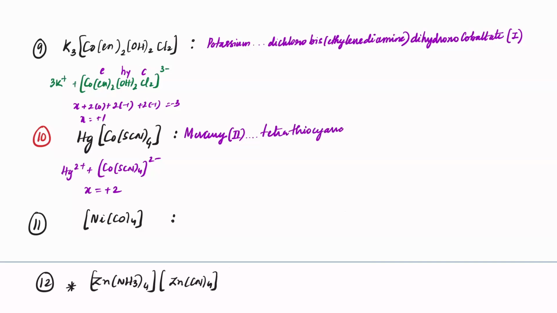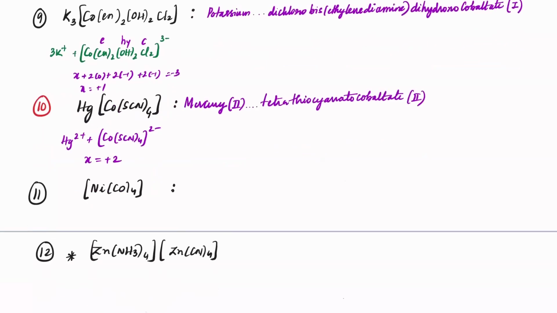tetrathiocyanato. Okay. Cyanide, this is cyanato. Tetrathiocyanato. Got it? Cobalt, cobaltate. The oxidation state is +2 here. So this is how you leave it. Please do check.